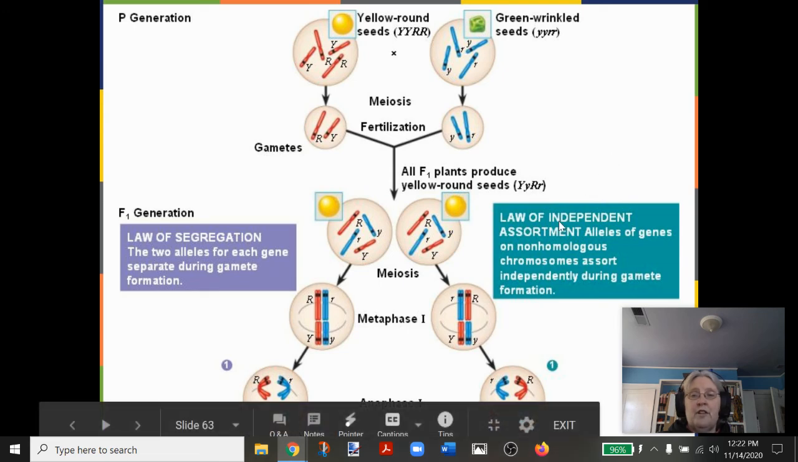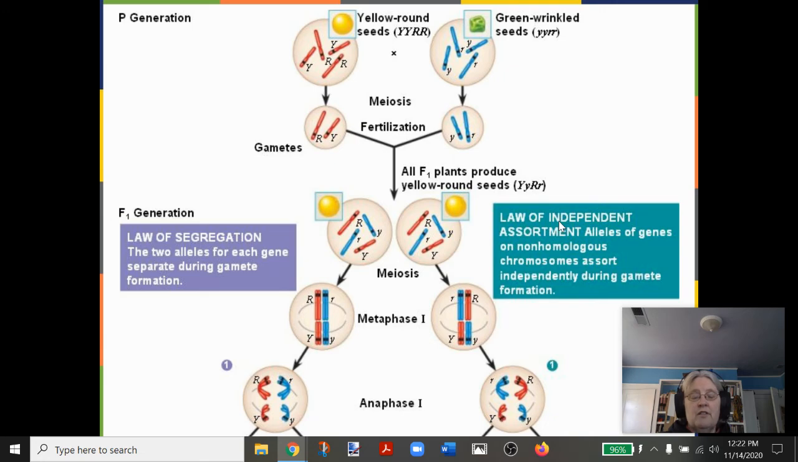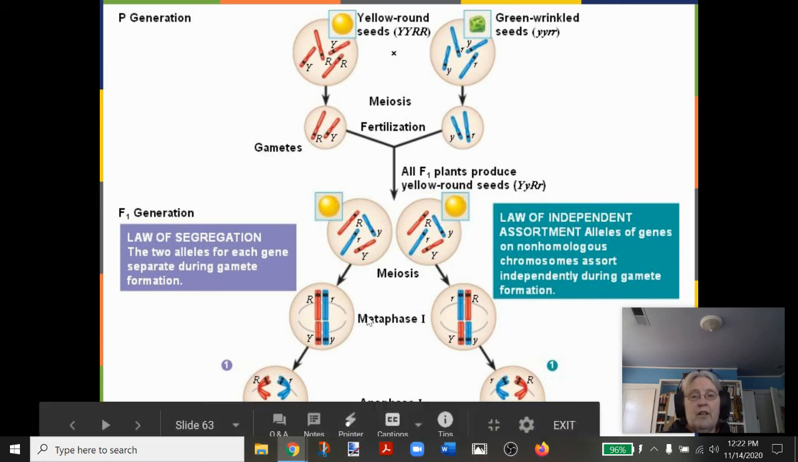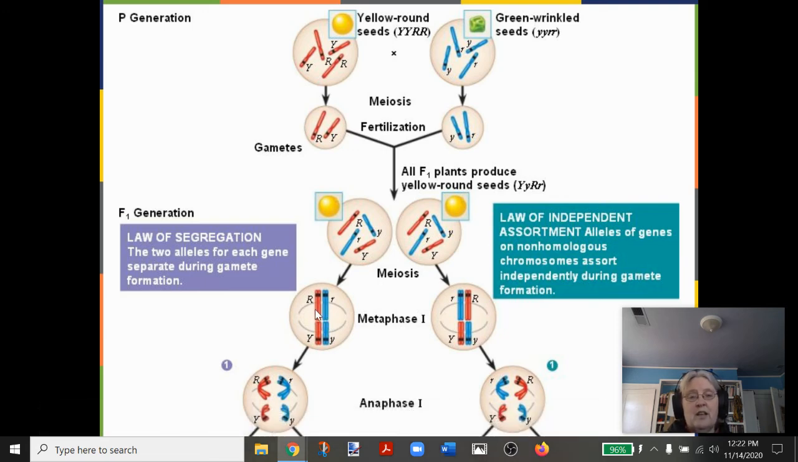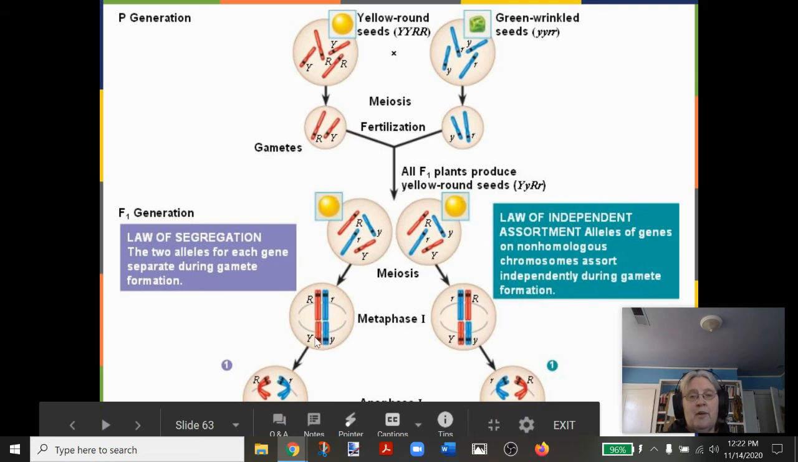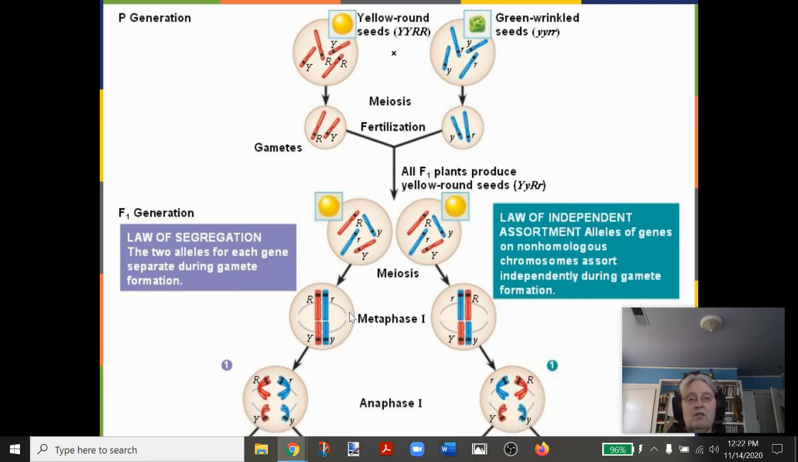Now we can see the law of independent assortment as well. How is it that big R and big Y do not control each other? Well, it all comes down to how these chromosomes are arranged on the metaphase plate. So please take a careful look at this. We can see that big R and big Y are lined up on the same side of the metaphase plate. They are going to travel together, just as little r and little y are going to travel together to the new cell in anaphase 1.